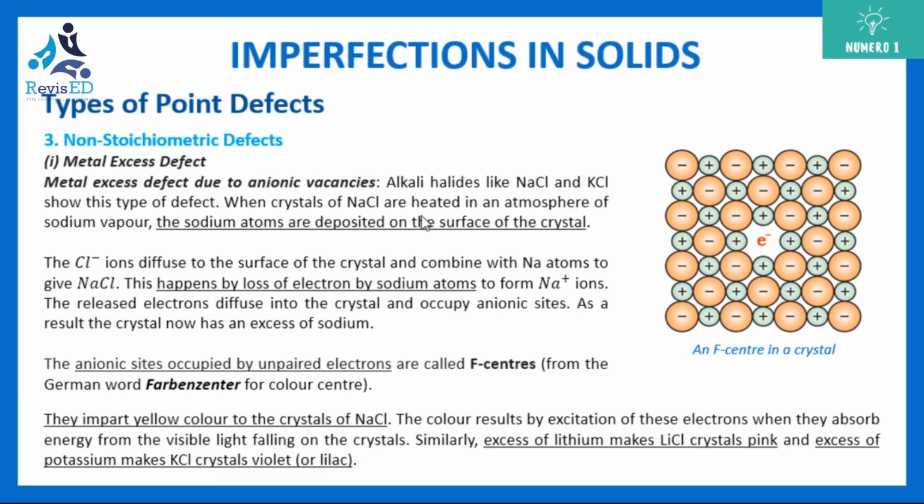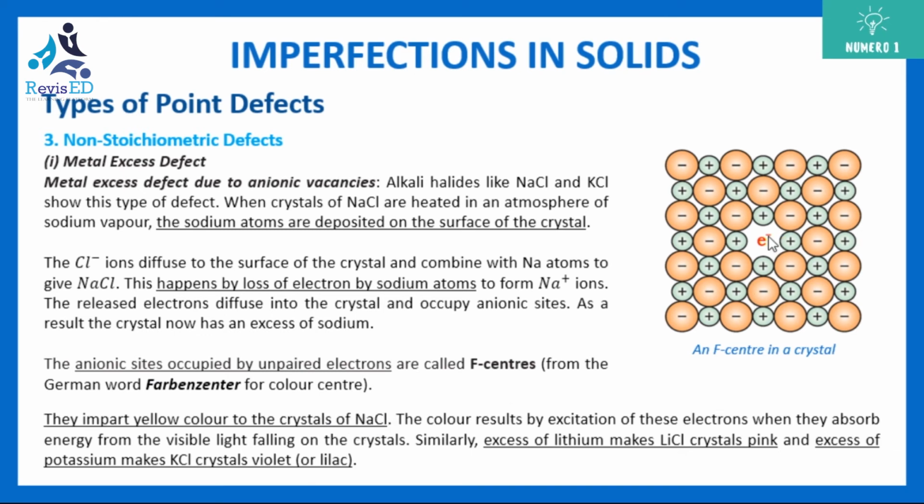So what happens? When the crystals of NaCl are heated in an atmosphere of sodium vapor, the Cl- diffuses to the surface and crystallizes, combining with Na atoms to give NaCl. This happens by loss of an electron, and that electron occupies this site. This site is also known as the F center. It's an anionic site occupied by an unpaired electron. So that is the F center. This is responsible for imparting yellow color to the crystal of NaCl.